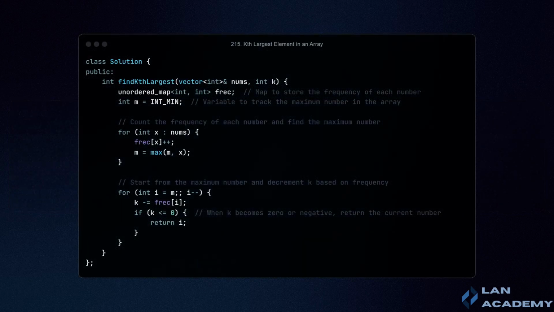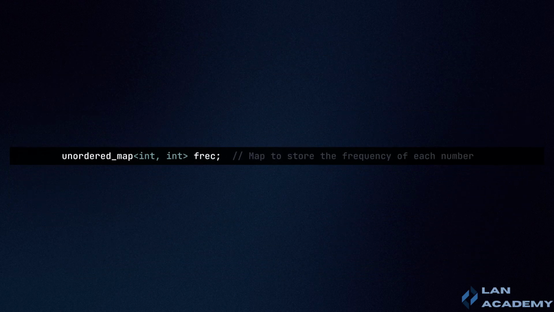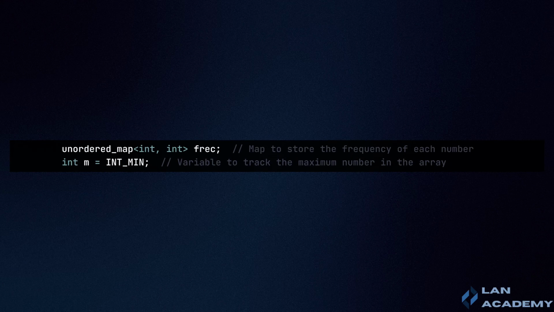To solve this problem efficiently, I will use a data structure from the C++ standard library called unordered_map<int, int>. This allows storing and accessing key-value pairs in frec to count the frequency of each element in the array. The maximum value in the array is stored in m, which is initially set to INT_MIN.